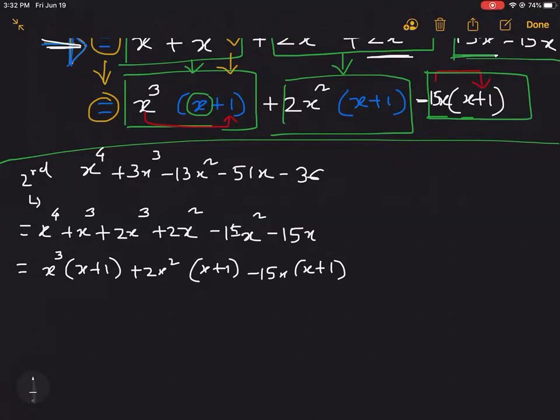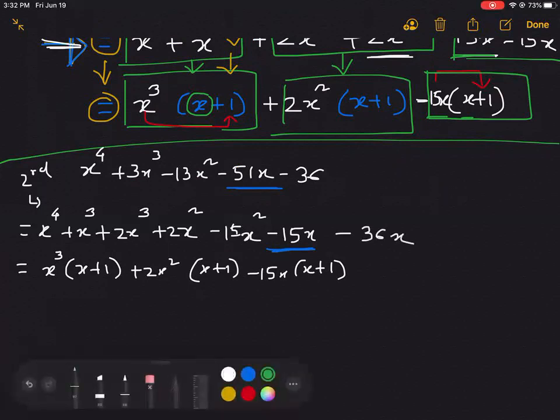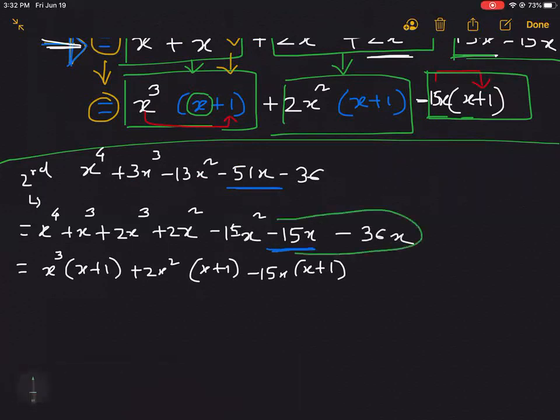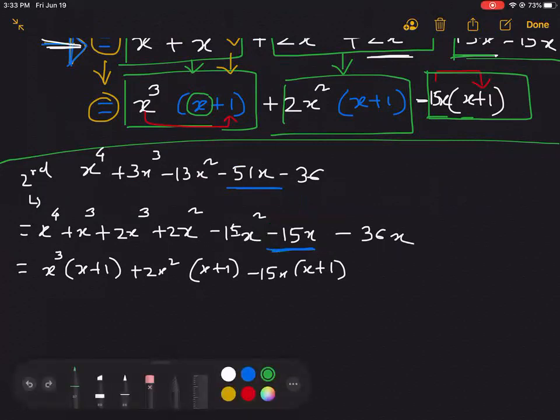Okay, so we are done up to this, but initially, as you can see, we had a negative 51x, precisely, but now we have negative 15x. Now what else do we need to write? Negative 36x, very quick. So negative 36x, because now, as you can see, this negative 15 and negative 36 is actually negative 51, right? So we are keeping our value intact. That's really important. I'm going to erase this.